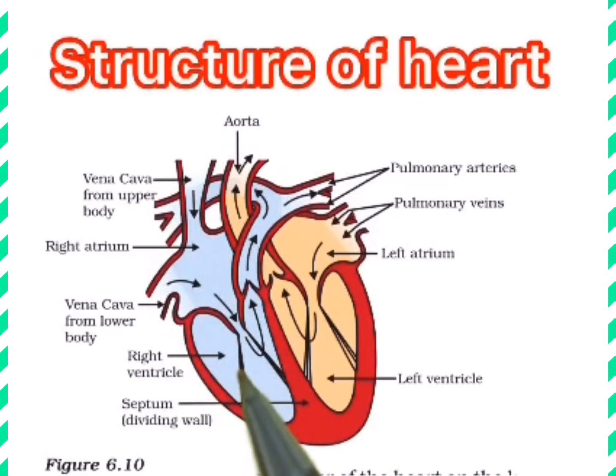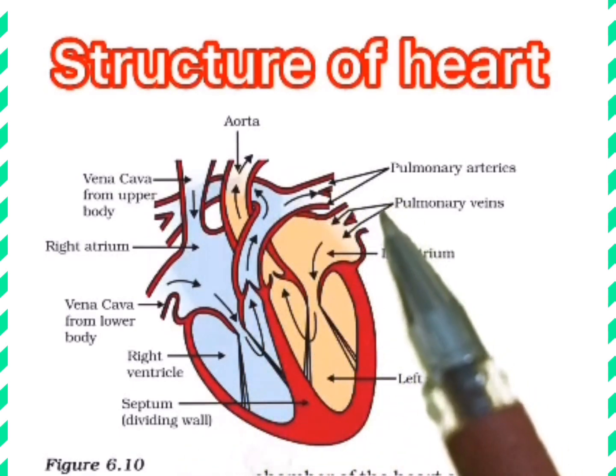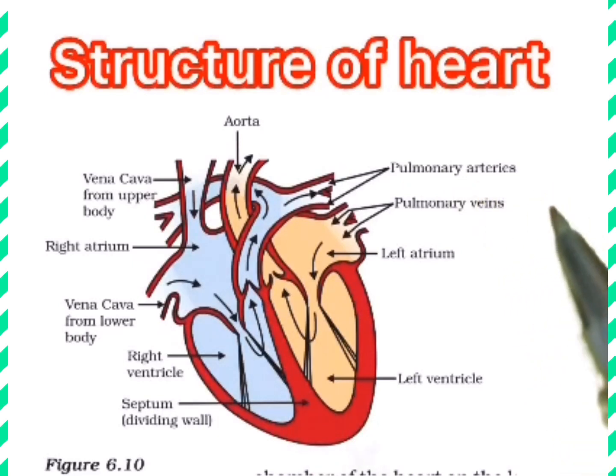When right ventricle relaxes, it gets blood. When it contracts, it moves to the pulmonary arteries. Through pulmonary arteries, it reaches the lungs. In lungs, it gets oxygenated.